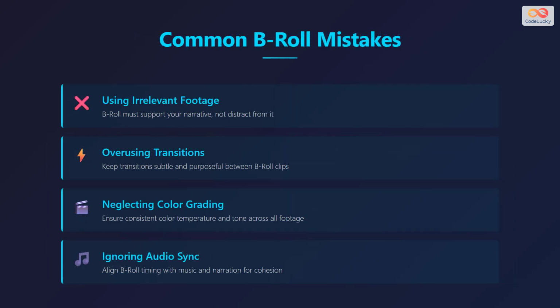In your editing software, layer B-roll over your A-roll or narration. Place B-roll strategically to illustrate what you're talking about. Cut to B-roll during transitions between main shots. Use B-roll to cover mistakes or awkward pauses in your main footage. Adjust the speed and effects to match your video's style. Add color correction for consistency across all footage. Synchronize B-roll with your music or sound effects for maximum impact. Remember, good B-roll editing is invisible to the viewer, yet essential to the story.